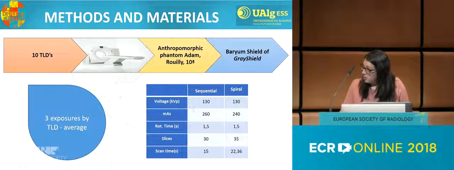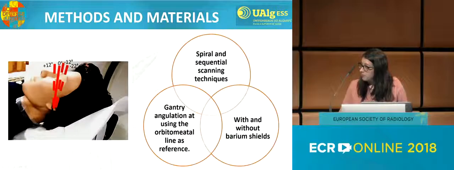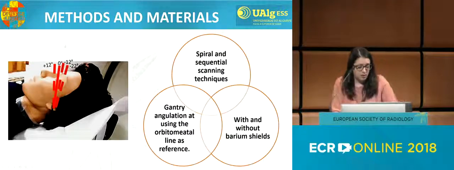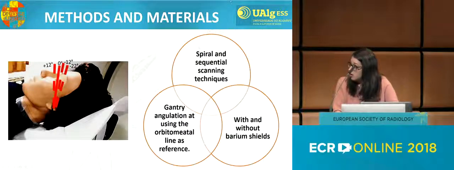These are the parameters used in the examination. Here you have an idea of the degrees used: 0, corresponding to the orbitomeatal line as reference, minus 12 degrees, and lastly minus 22 degrees. Both spiral and sequential techniques were performed, with and without barium shields.